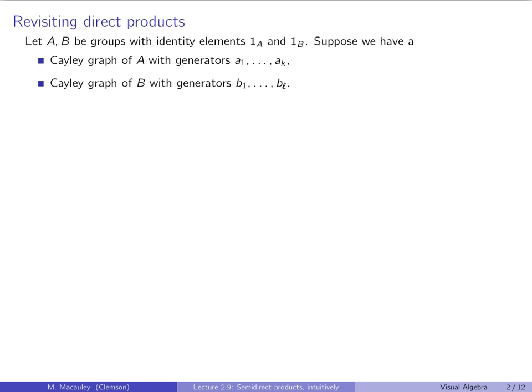I want to start this lecture with a review of that concept, and in particular of a visual construction of the Cayley graph of a direct product, because we can construct semidirect products by modifying this construction. Well, suppose we have two groups A and B with identity elements 1_A and 1_B. And suppose we have a Cayley graph of A with generators A1 up to AK, and a Cayley graph of B with generators B1 up to BL.